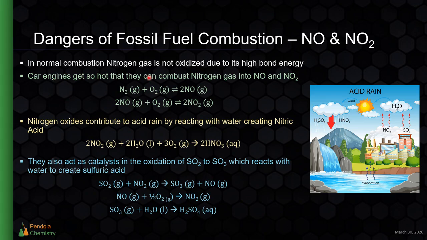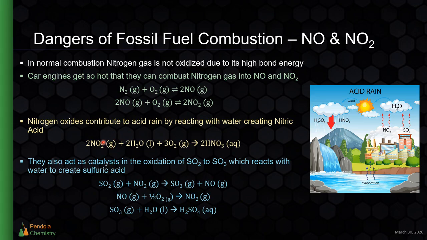However, car engines get so hot that nitrogen, because of the heat, can be oxidized into nitrogen monoxide. That nitrogen monoxide then gets further oxidized in the air to nitrogen dioxide. And those nitrogen monoxide and dioxides have a lot of side effects for the environment, which we've discussed already. Like they contribute to acid rain by reacting with water and creating nitric acid.